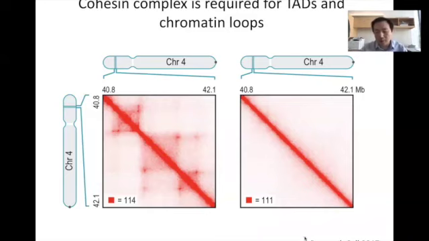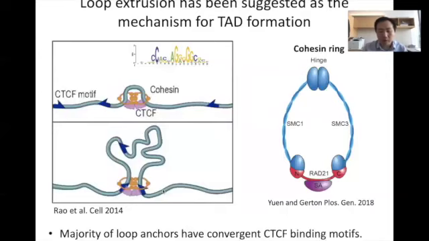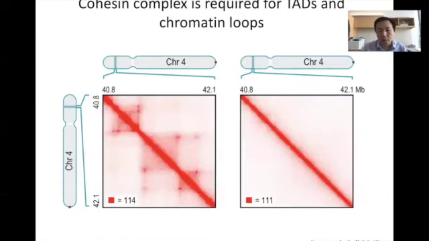So in this paper, Rao et al., the last author is Lieberman, who is the first author of the Hi-C Science paper in 2009. Their group uses the degron system. They can quickly dissolve RAD21, which is a part of the cohesin complex. This is before the removal. You can see there's a very nice Hi-C map. These dots are the loop events.